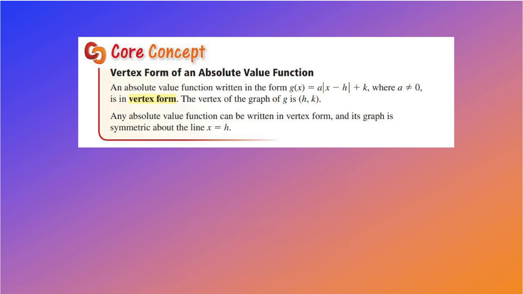Vertex form of an absolute value function. If you remember the one we did previously, the vertex of the absolute value function f of x is going to be (0, 0). Now we have an absolute value function written in the form g of x equals a times absolute value of x minus h, plus k, where a cannot equal 0. If it equals 0, the whole absolute value is multiplied by 0, so that's why it cannot be 0. Here the vertex is (h, k), so in a way it is our horizontal and our vertical. An absolute value function can be written in vertex form, and its graph is symmetric about the line x equals h.